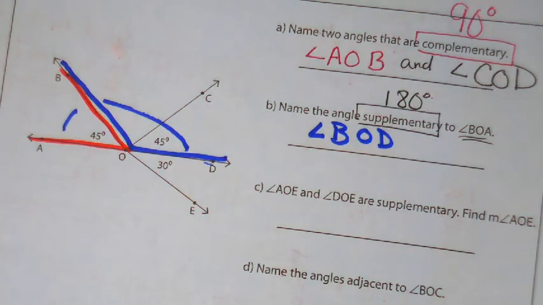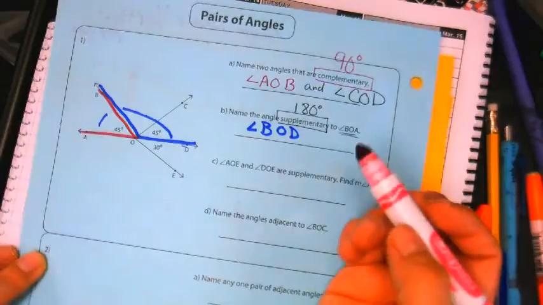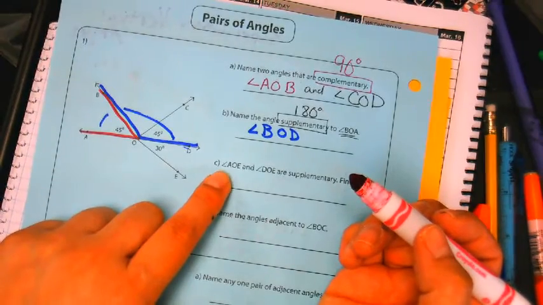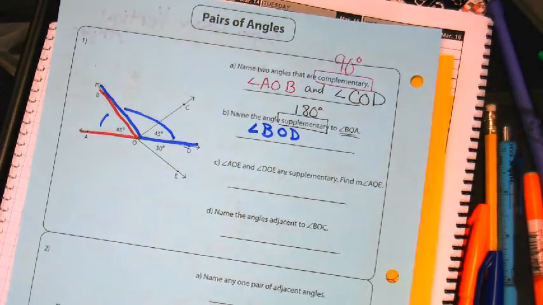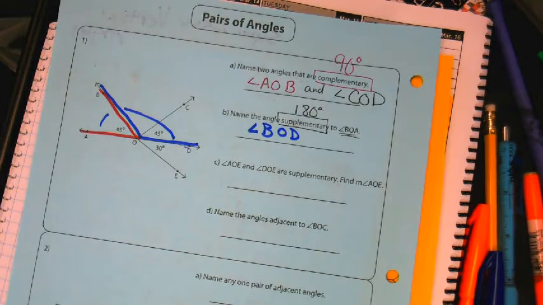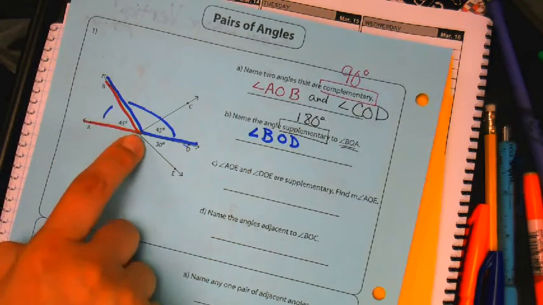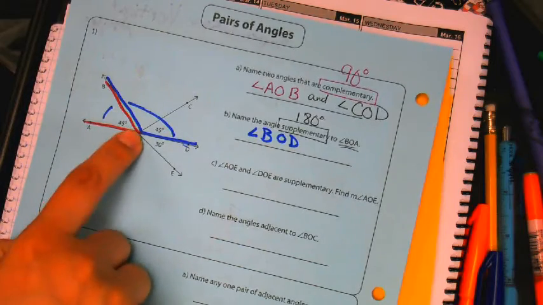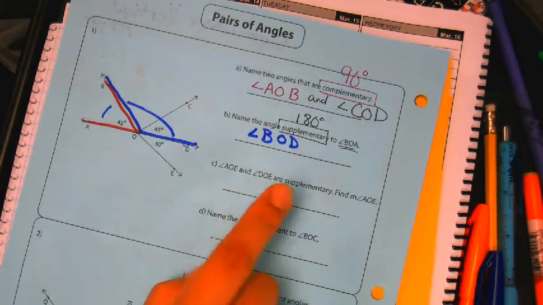All right. Let's move on to letter C. Angle AOE. Where is AOE? Trace it with your finger. AOE. Not with your pencil. Just with your finger. So I know you're not distracted. AOE. AOE. You trace it with your finger. Okay. And DOE. So trace DOE with your finger.